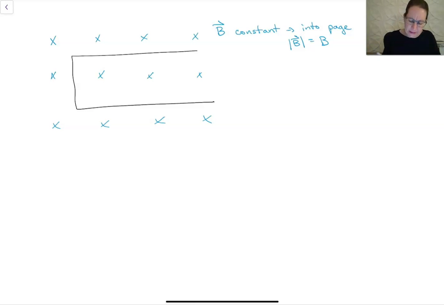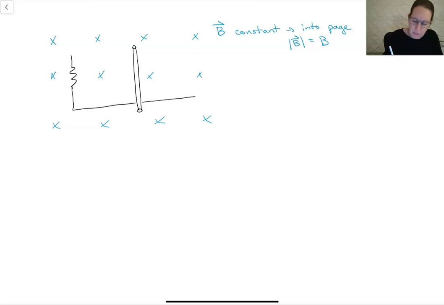The idea is that we have a metal rod in contact with this wire. Let's set it up so that the ends of the wire have very little resistance, and then we have a resistor set up, a load, at the end. What we're going to do is look at the situation where we pull this rod to the right at a constant speed.